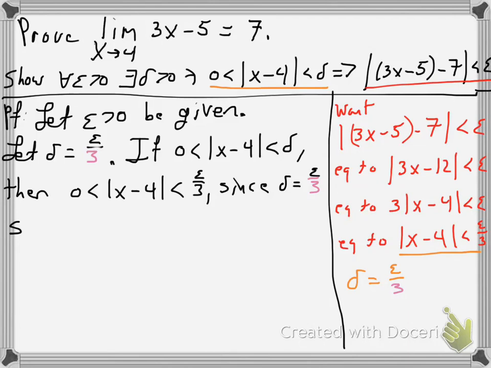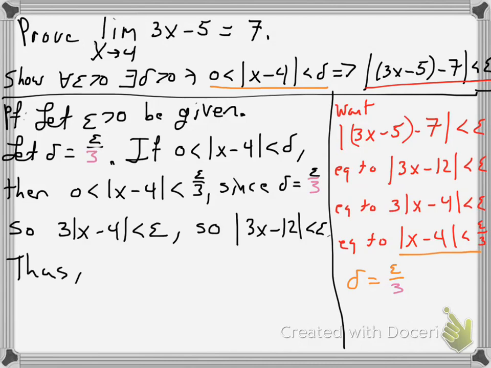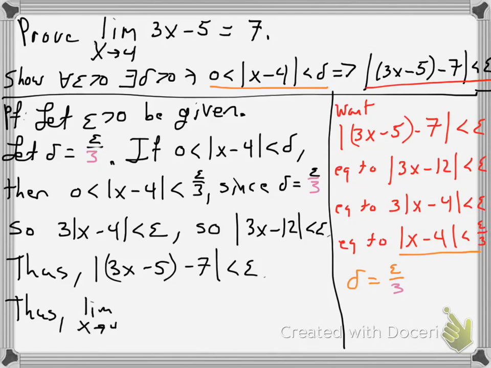Now we're just going to work backwards. We're going to multiply both sides by 3. So 3 times the absolute value of x minus 4 is less than epsilon. Put the 3 in. So the absolute value of 3x minus 12 is going to be less than epsilon, and then we'll just cleverly rewrite that as 3x minus 5 minus 7. So that's the function and its limit, less than epsilon. So that's the definition of limit. Thus, the limit as x approaches 4 of 3x minus 5 is equal to 7, and then we can go ahead and say QED.